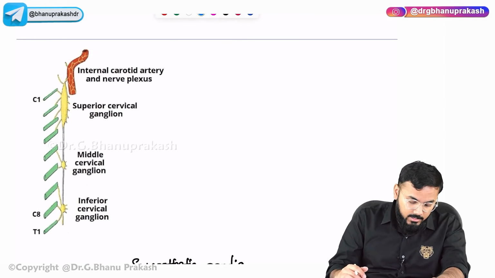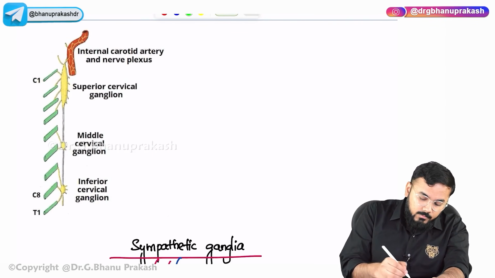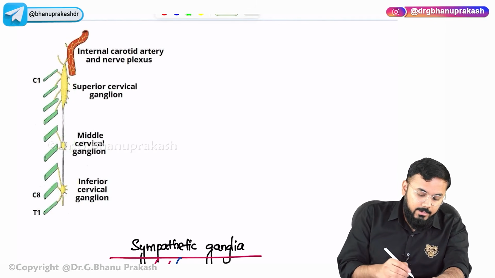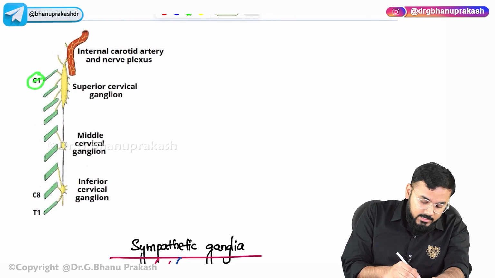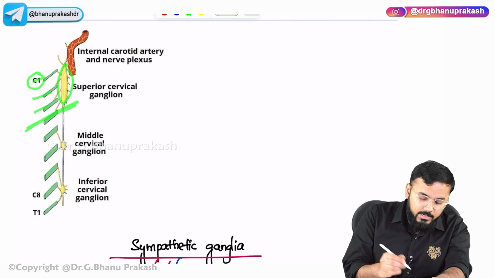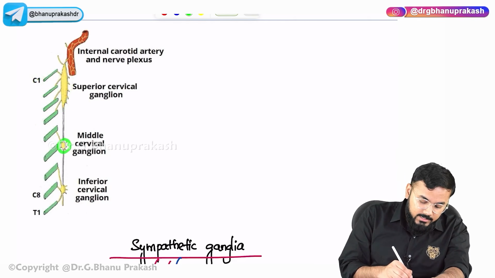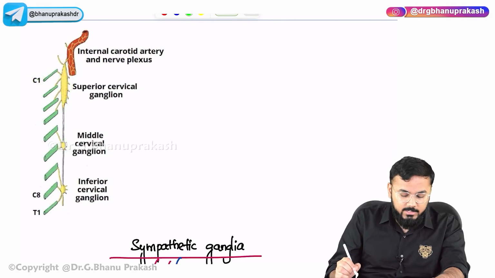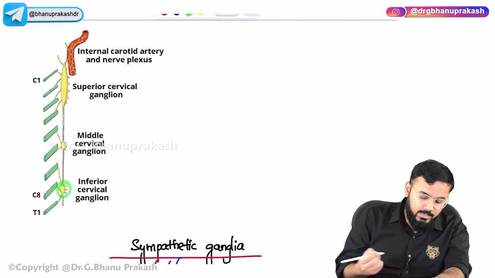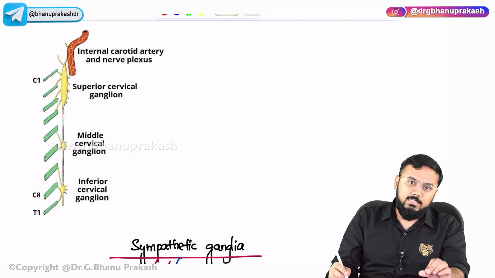For example, this is the thing. See, these are the three ganglia: superior, middle, and inferior. Right? You see, this is C1, C2, C3, C4. Till here you have got the superior cervical ganglia. Next, middle cervical ganglia located in front of C6. And inferior cervical ganglia located in front of C7. Now another important thing is that let us discuss what are the branches of these particular cervical ganglia.